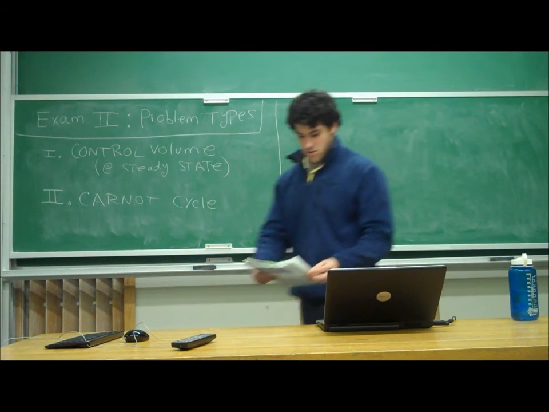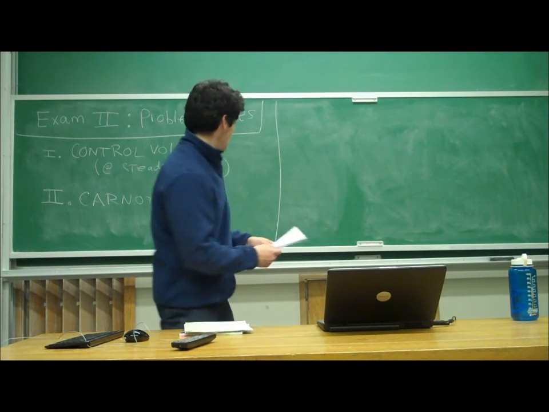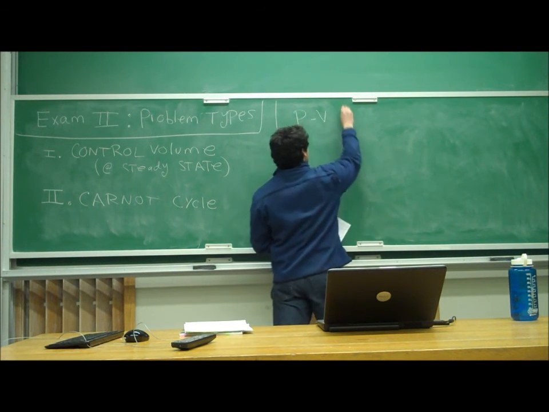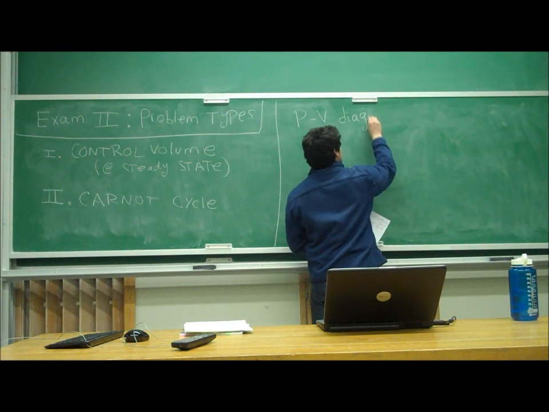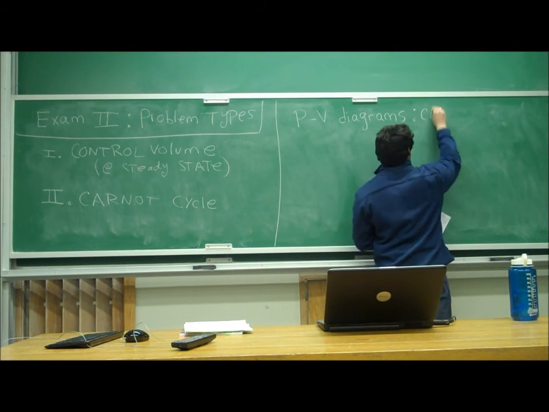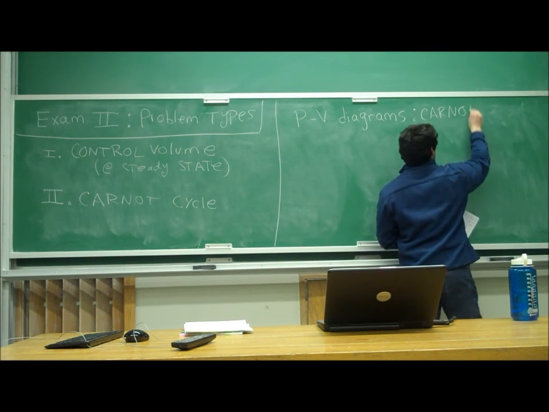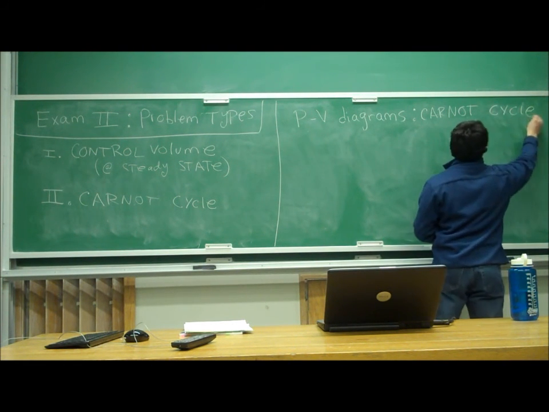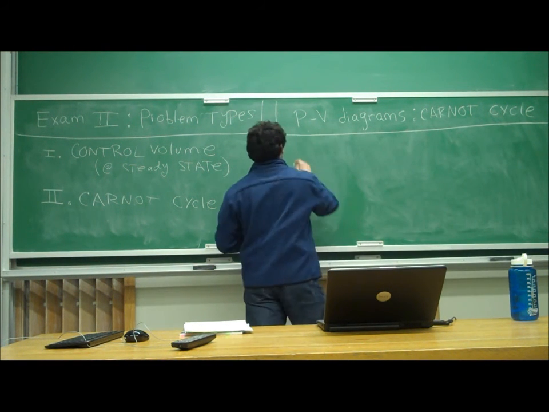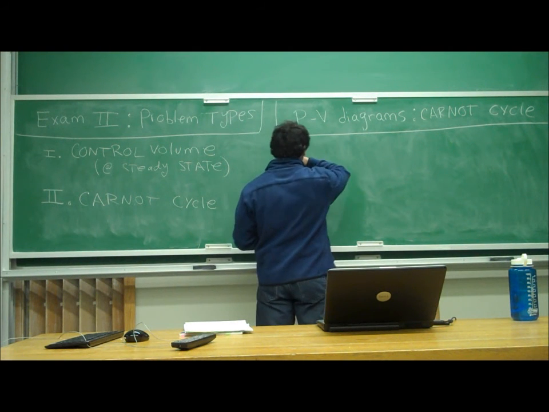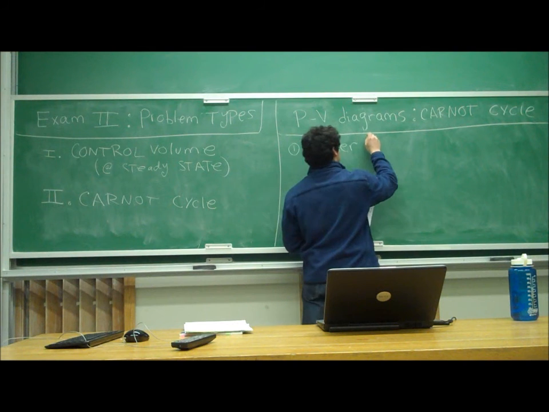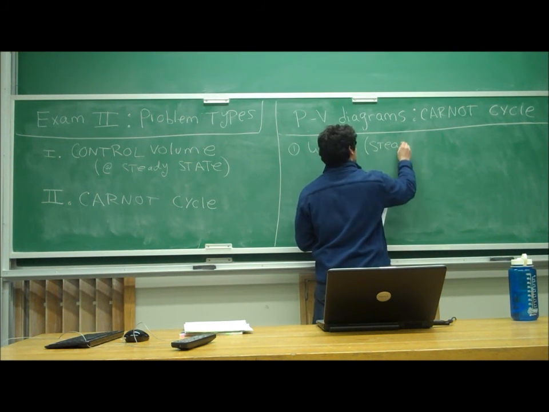So let's look at, I'm going to first just look at the PV diagrams for the Carnot cycles, the two different cases. If I have, let's say, water, obviously I've got to use the steam tables.